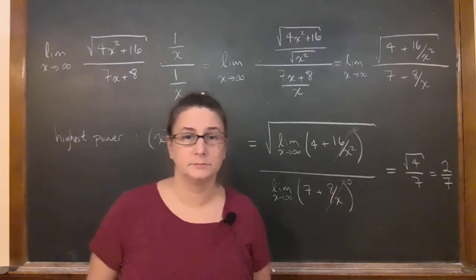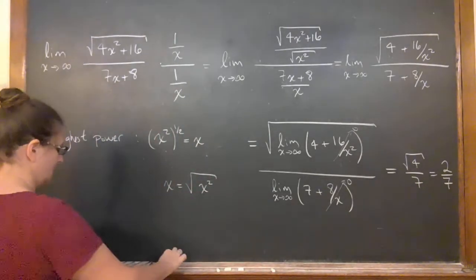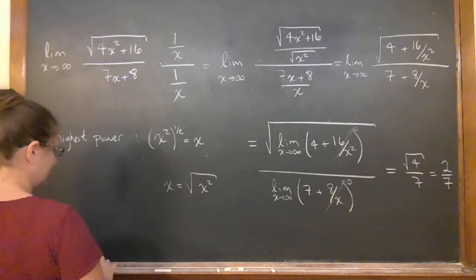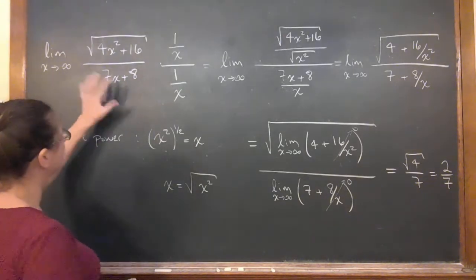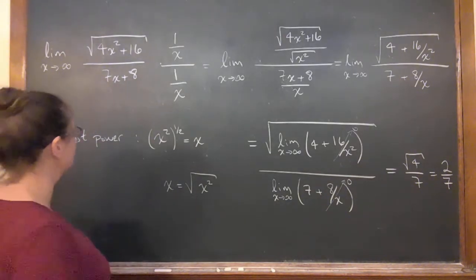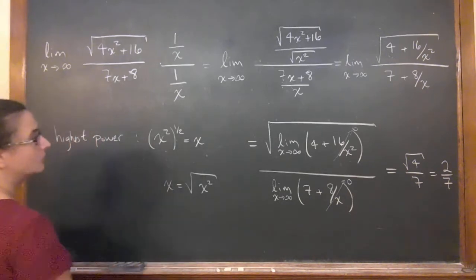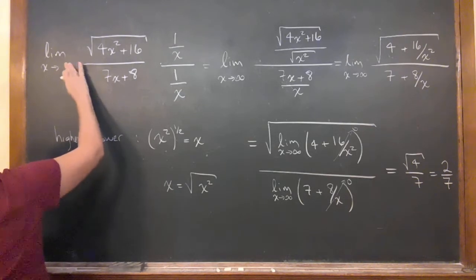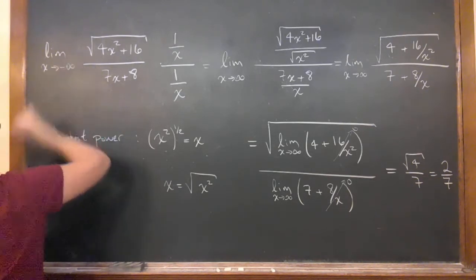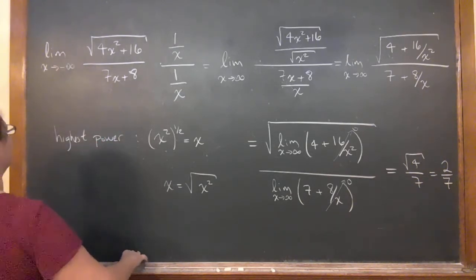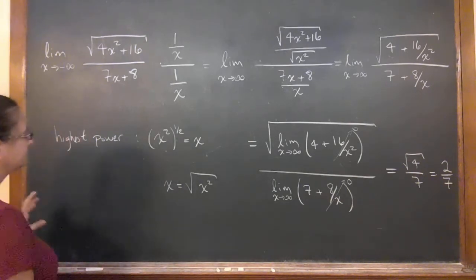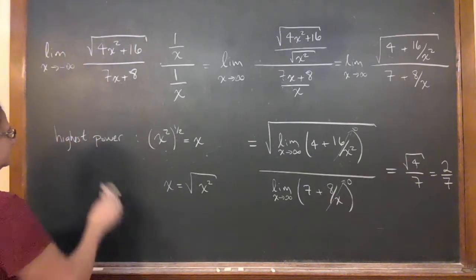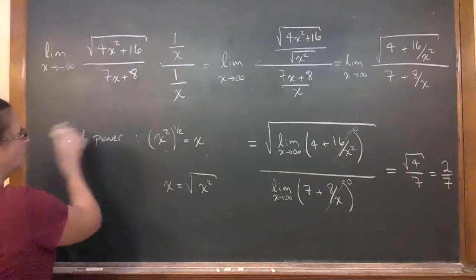Okay. So that was interesting and fine. I know that for this function, as I'm going out to positive infinity, I'm going to be getting an asymptote of 2/7. Now let's though talk about what happens when I'm going out to negative infinity. Okay? Let me erase this.